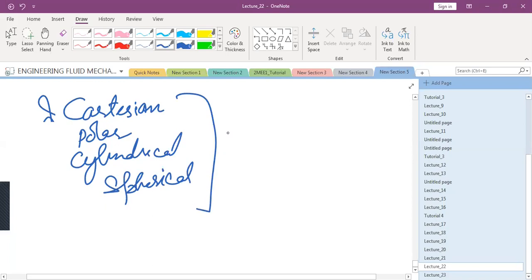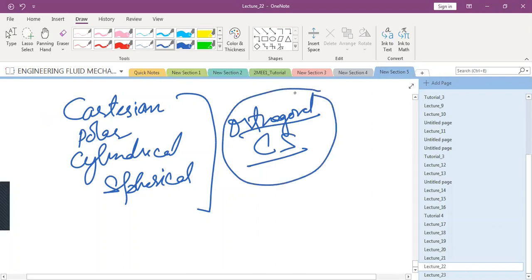All of them are orthogonal coordinate systems. Are you clear? All of them are orthogonal coordinate systems. What do you mean by orthogonal coordinate systems? All the three directions will be perpendicular to each other.